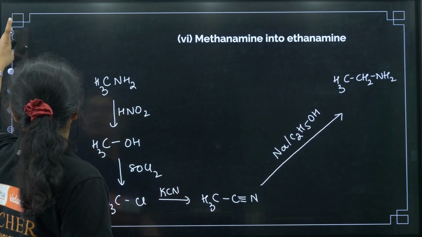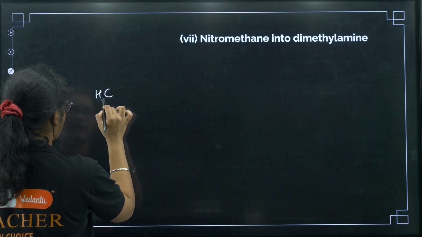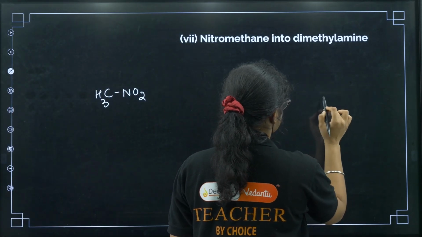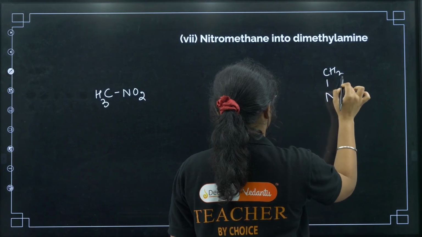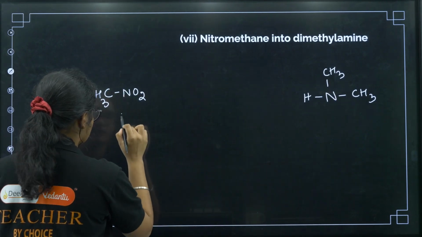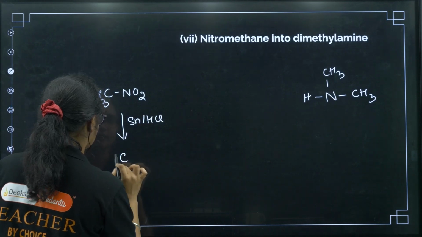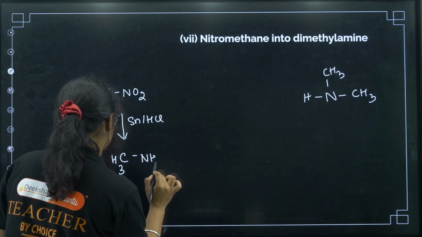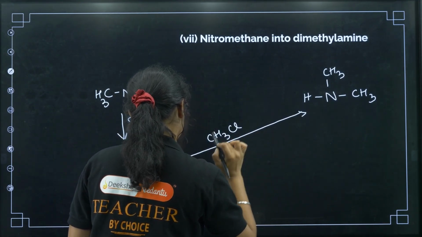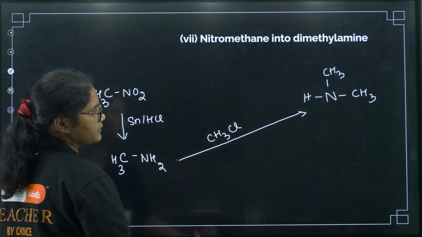Next question, nitromethane to dimethylamine. You have nitromethane, and we need dimethylamine. So nitromethane, what I can do, we can use Sn/HCl and convert it into NH2. Next you just need to treat it with CH3Cl. If you treat with this one, what will happen? One of the H will be replaced with CH3 and HCl will be a byproduct.